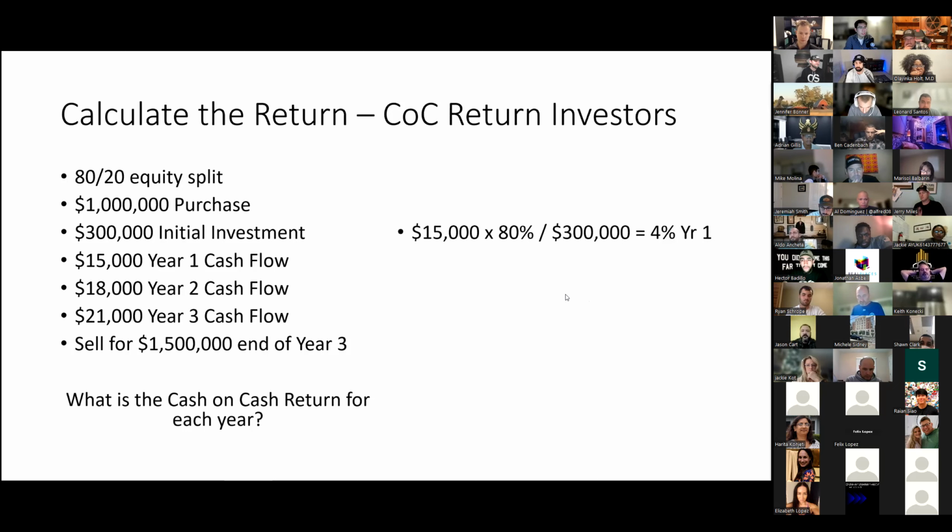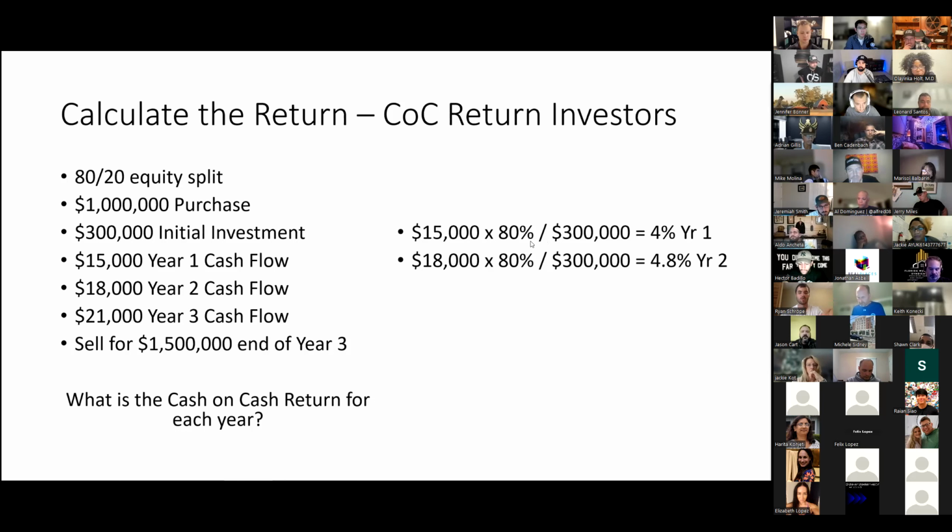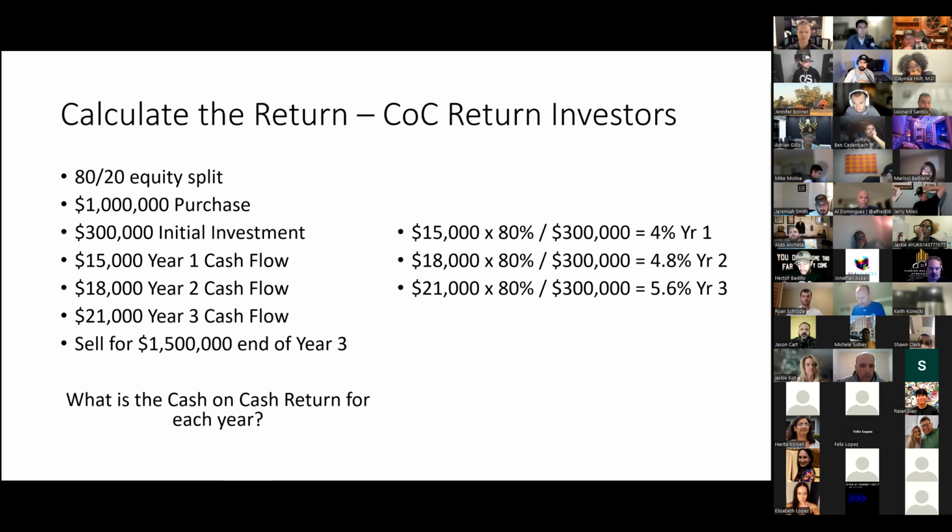So you do the same thing, but you multiply everything by 80%, because that's the split your investors get. So your year one will be your 15K times 80% divided by 300K. That's 4%. Next one is 4.8%. And next one is 5.6%. I just want you to see what the difference is between the property level and what the investors get.